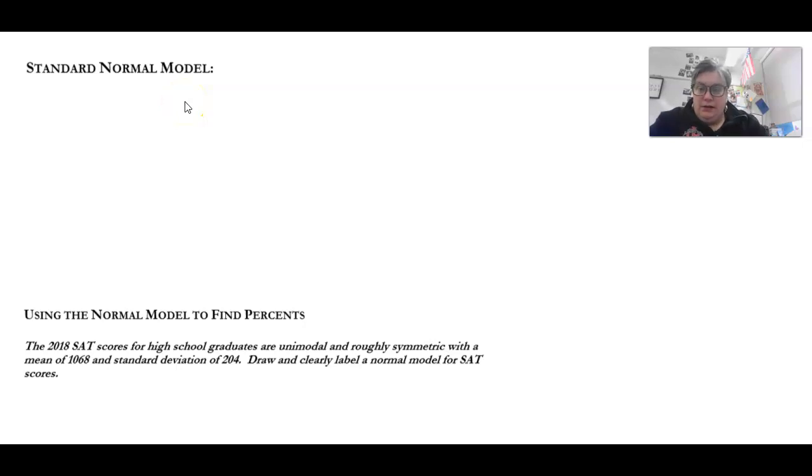Okay, so what we're working on today is the second part of Chapter 3 notes, where we're looking at standard deviation in the normal model. The first thing we have to know is what the standard normal model is. The standard normal model is when you have a mean of 0 and a standard deviation of 1.